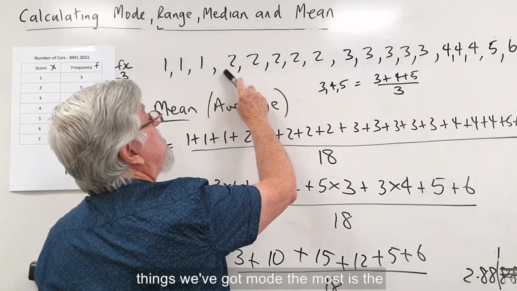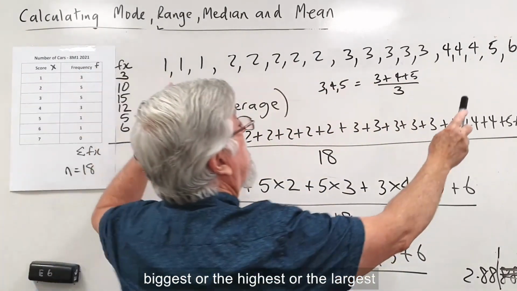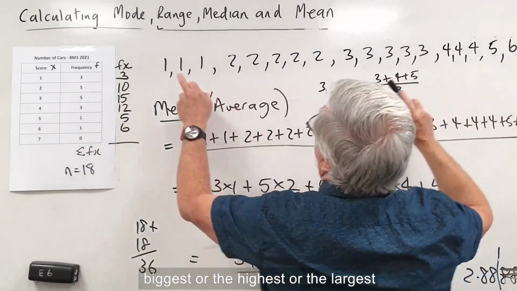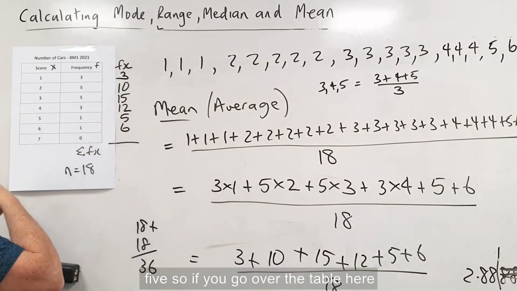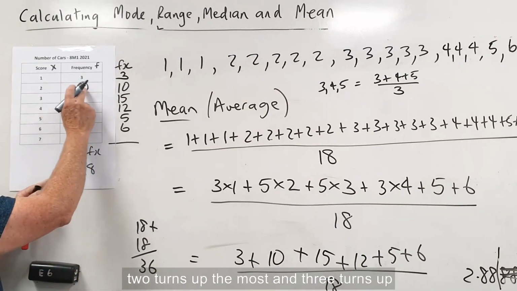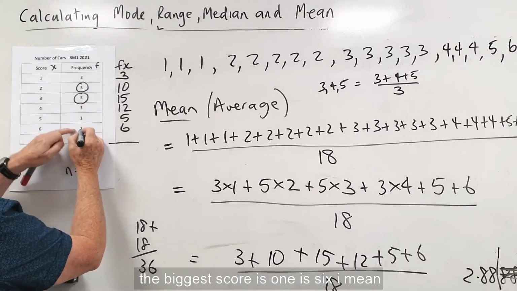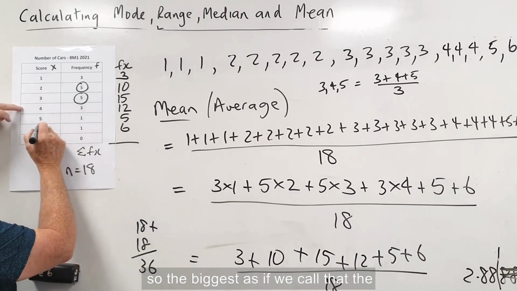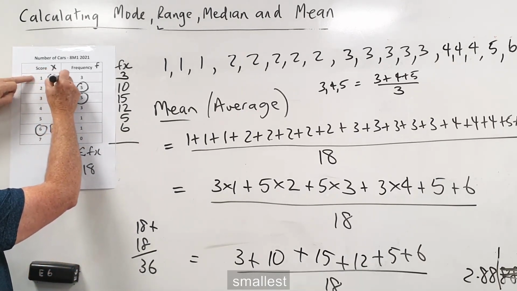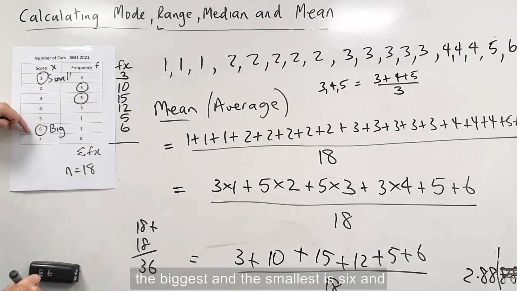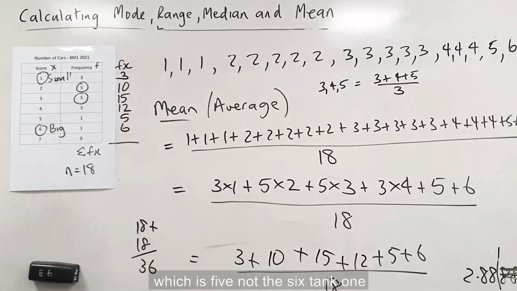Mode. The most is the 2 and the 3. So there's 2 modes. The range is the biggest or the highest or the largest minus the smallest. So 6 take 1's 5. So if you go over the table here, 2 turns up the most and 3 turns up the most. So you can read a lot of them straight from the table. The biggest score is 6, and that one there is the smallest. The biggest and the smallest is 6 and 1, so you go 6 take 1 is the range, which is 5, not the 6 take 1.